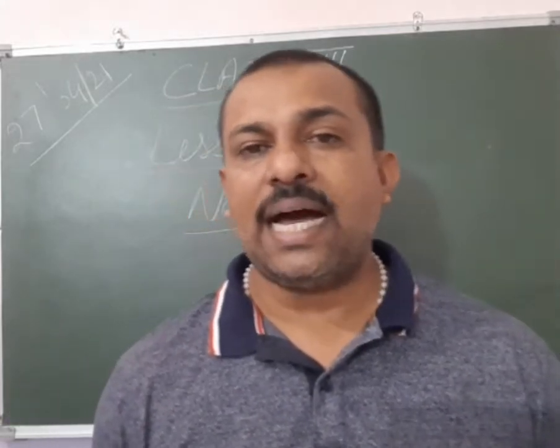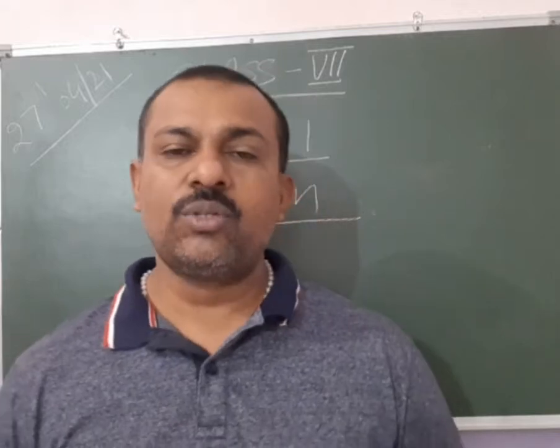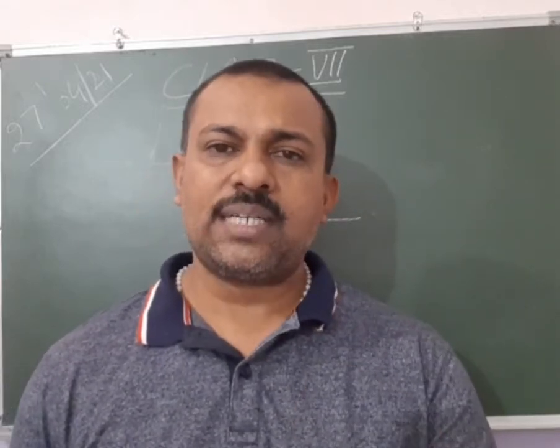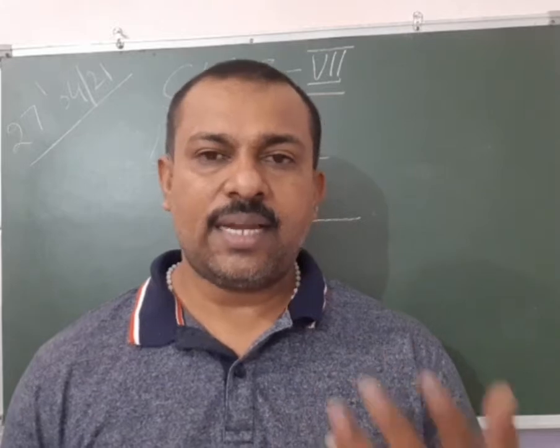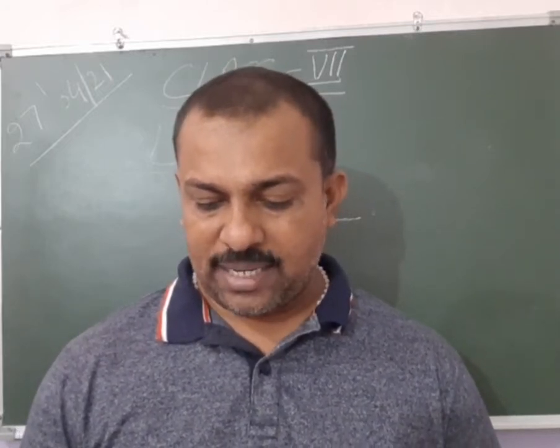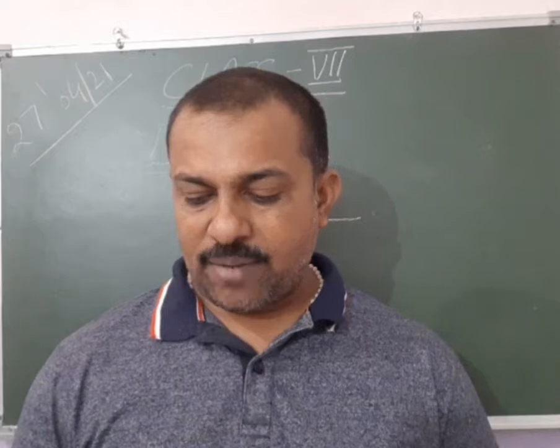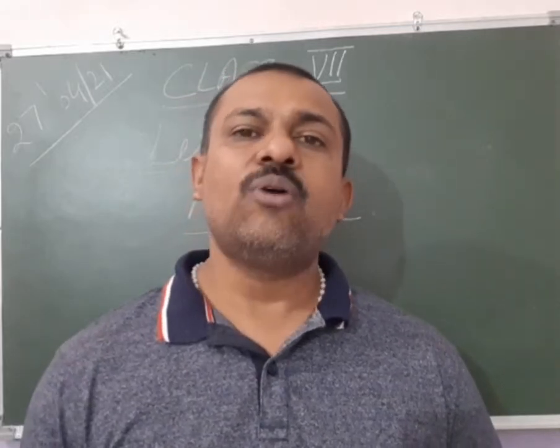Now nouns can be countable or uncountable. We know this, countable and uncountable. Countable means what? Which could be counted, right? 1, 2, 3, 4, 5, 6. That is called countable. Now examples are given here. Countable nouns are the nouns that can be counted. These nouns can be used to answer the question how many.